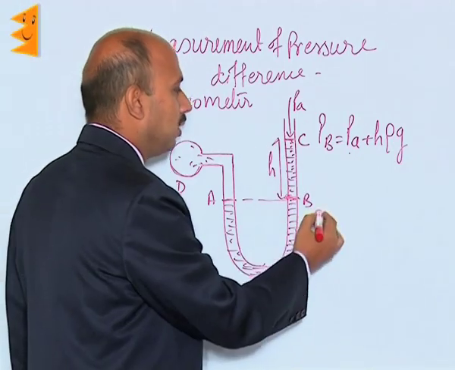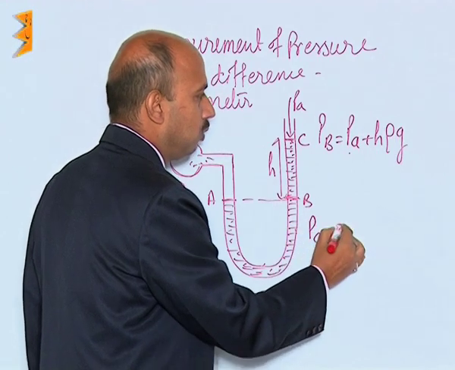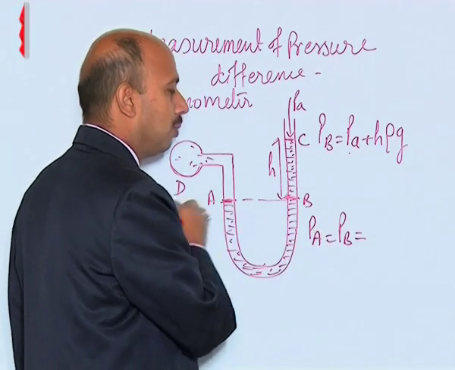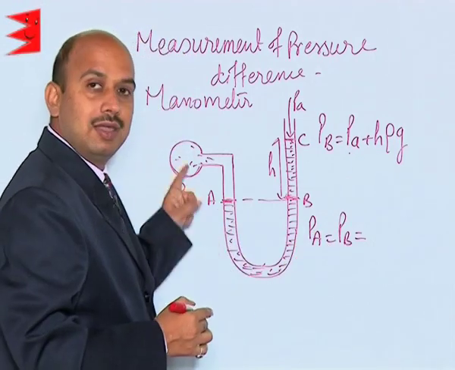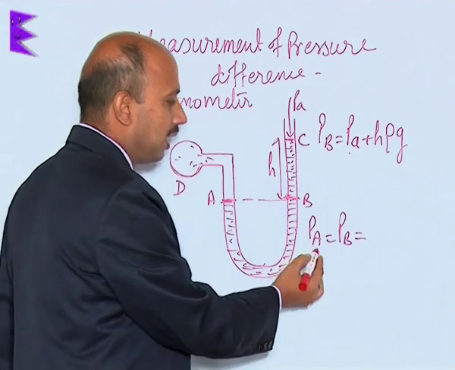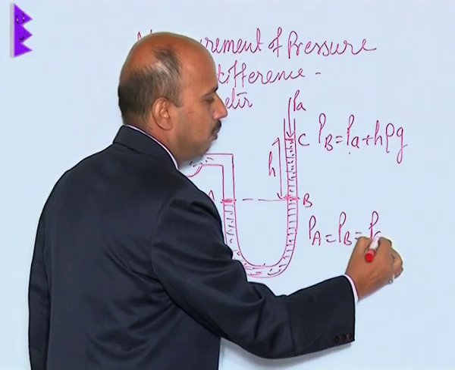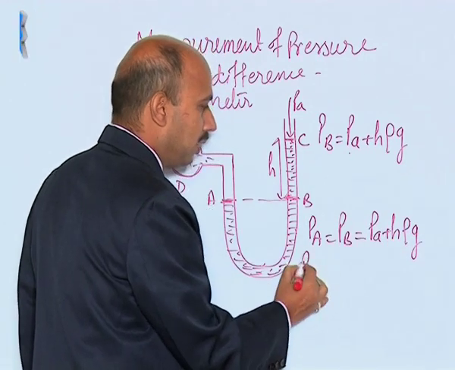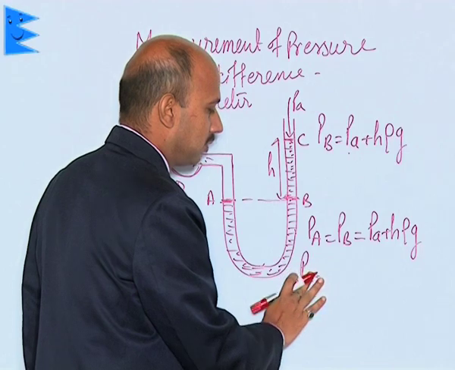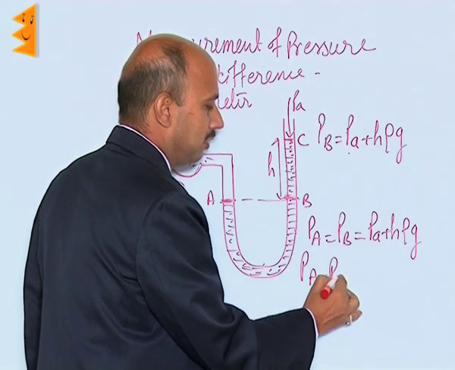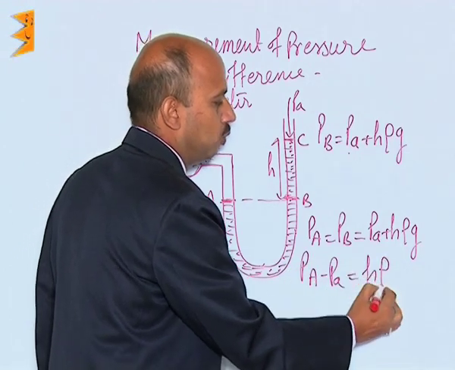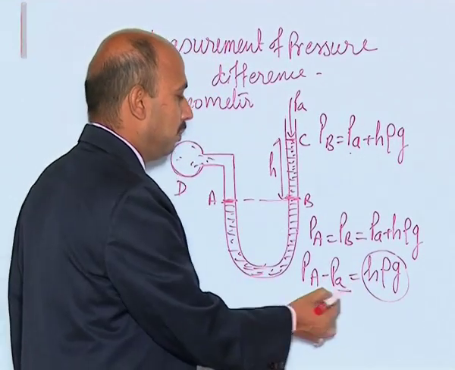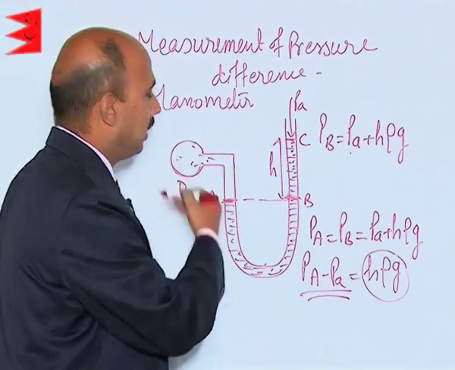Now we can write that pressure at A is equal to pressure at B, that is this point I am talking about, which is the pressure of the air taken in this valve. So, pressure at A is equal to pressure at B, which is equal to Pa plus h rho g, and you can write P minus Pa, where Pa is atmospheric pressure, is equal to h rho g. This is called gauge pressure. So, you can measure the pressure difference simply by using this open tube manometer.